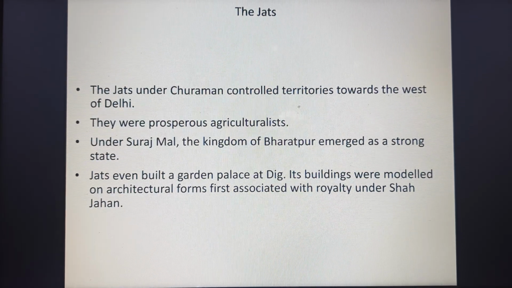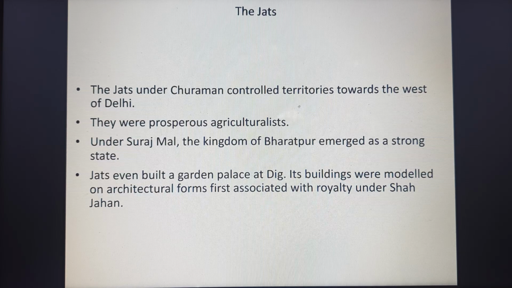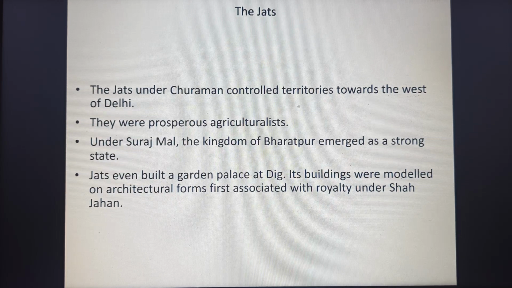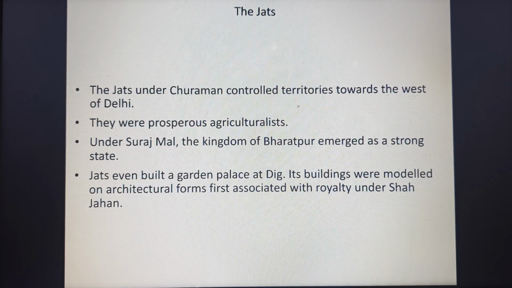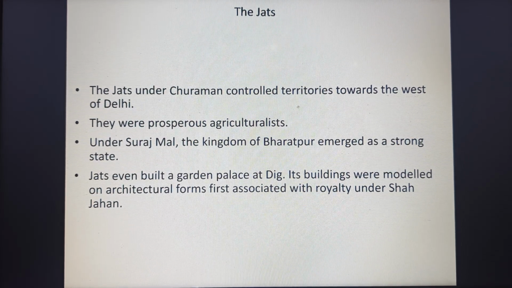The Jats. The Jats under Churaman controlled territories towards the west of Delhi. They were prosperous agriculturalists. Under Surajmal, the kingdom of Bharatpur emerged as a strong state, which you can see in Rajasthan now, Bharatpur. Jats even built a garden palace at Dig. Its buildings were modelled on architectural forms first associated with royalty under Shah Jahan.